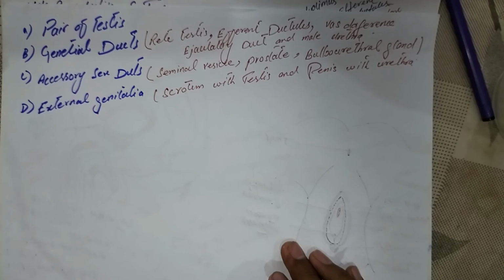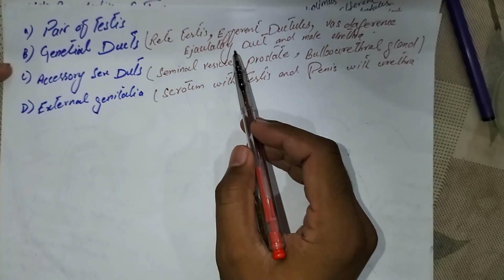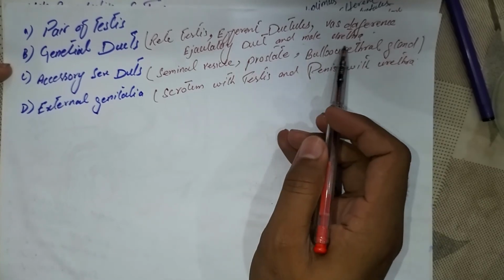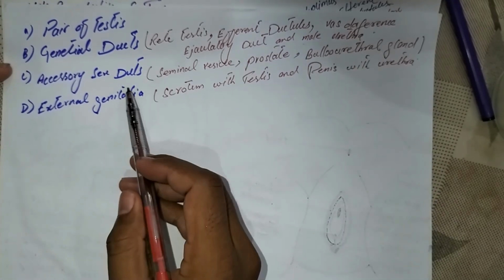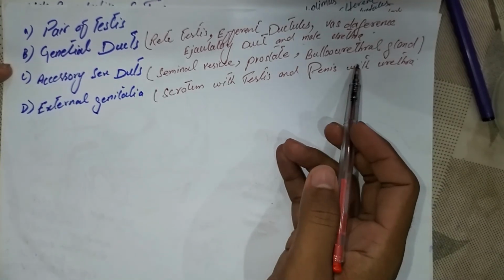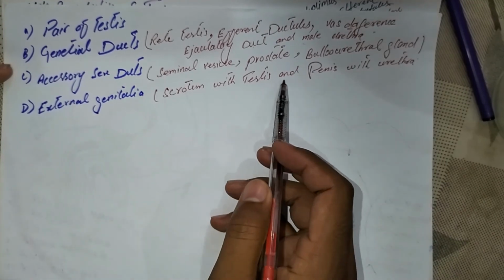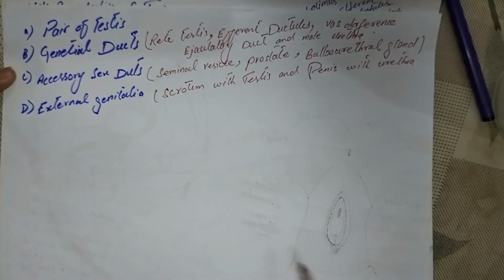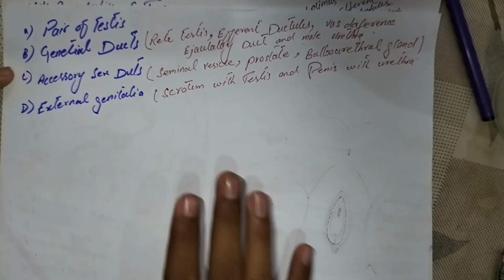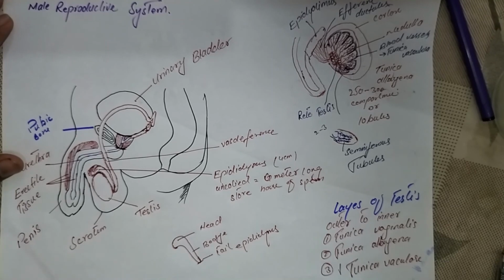genital ducts, which consist of the rete testis, efferent ductules, vas deferens, ejaculatory duct, and the male urethra. Accessory ducts consist of seminal vesicles, prostate, and bulbourethral gland. External genitalia consist of the scrotum with testes, and penis with urethra. These are the external genitalia, and here we have covered all of the male reproductive system.